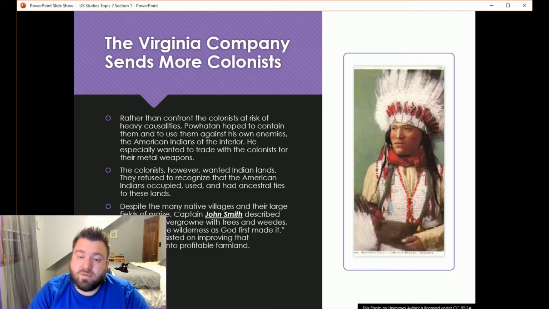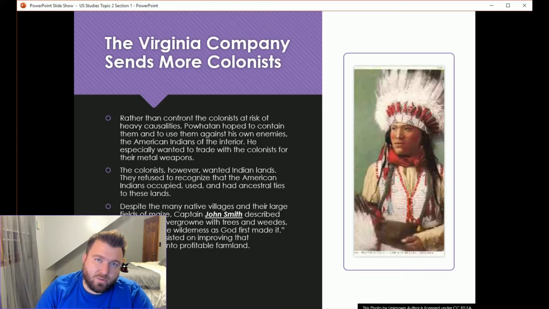The colonists, however, wanted Indian lands. They refused to recognize that the American Indians occupied, used, and had ancestral ties to these lands. Despite the many native villages and their large fields of maize, Captain John Smith described Virginia as overgrown with trees and weeds, being a plain wilderness as God first made it. The English insisted on improving that wilderness into profitable farmland.